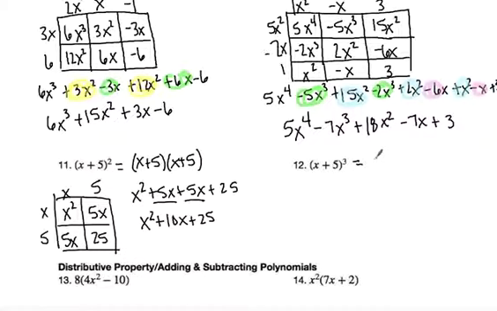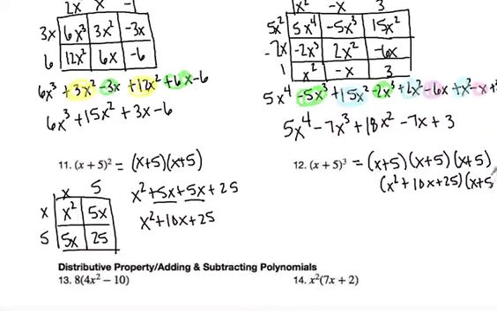Number 12, x plus 5 to the 3rd. X plus 5 to the 3rd means you've got x plus 5 3 times. Now, the good news for us is we've already done x plus 5 times x plus 5. And we know that that is x squared plus 10x plus 25. But we still have to multiply that by another x plus 5. So now we're going to do a 3 by 2 box. So we've got an x squared, a 10x, and a 25, and across the top, an x and a 5.